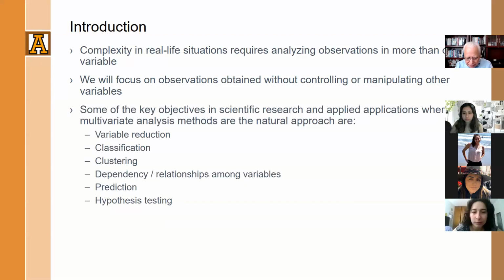Some of the key objectives that we have, whether it's scientific research or applied applications where multivariate methods are the natural approach, are things like variable reduction. Variable reduction has to do with having many variables, and we want to see if there's a smaller set of those variables that can represent the variability that's inherent in the whole set. Classification.